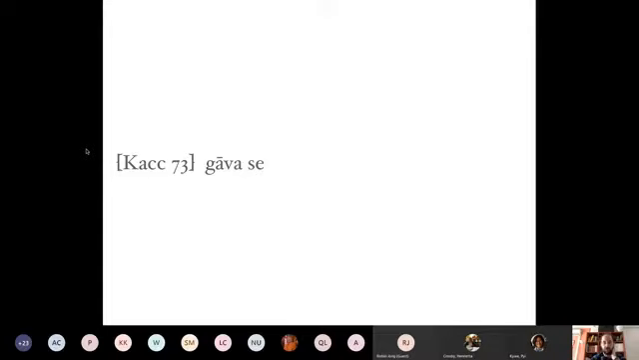Now, it might look a little bit complicated if you see it just from this slide, but let's suppose a real rule from the Kaccāyana, Kaccāyana 73. It says Gava se. The meaning of this rule is very simple. It just means that the word go before sa, and sa is the ending of the genitive or dative, becomes gava. So you don't say gosa, you say gavasa. That means of the cow. The word gava or go means cow.